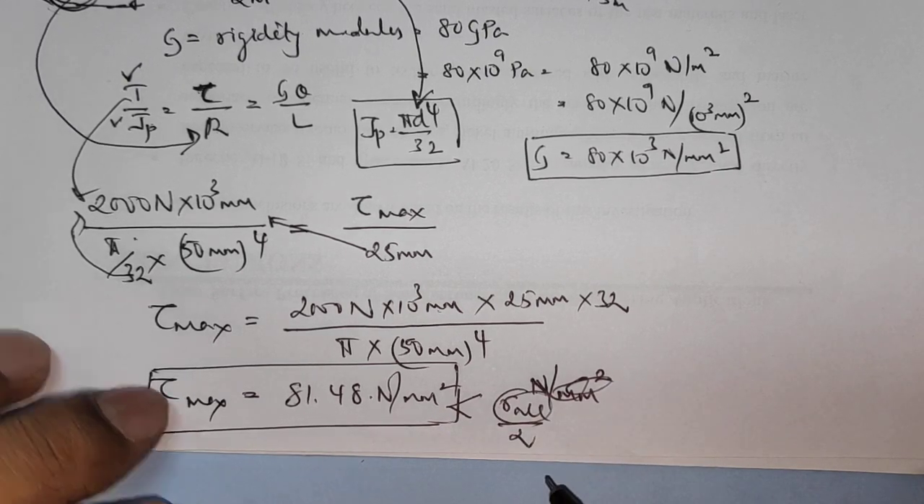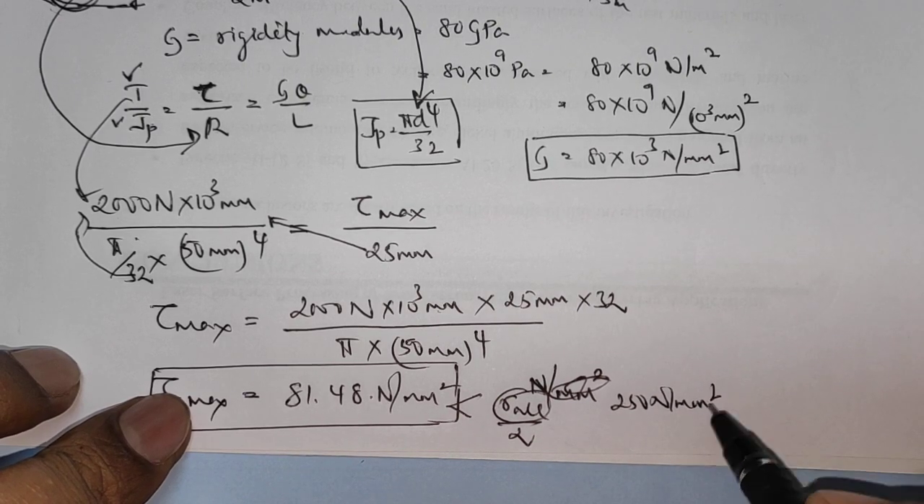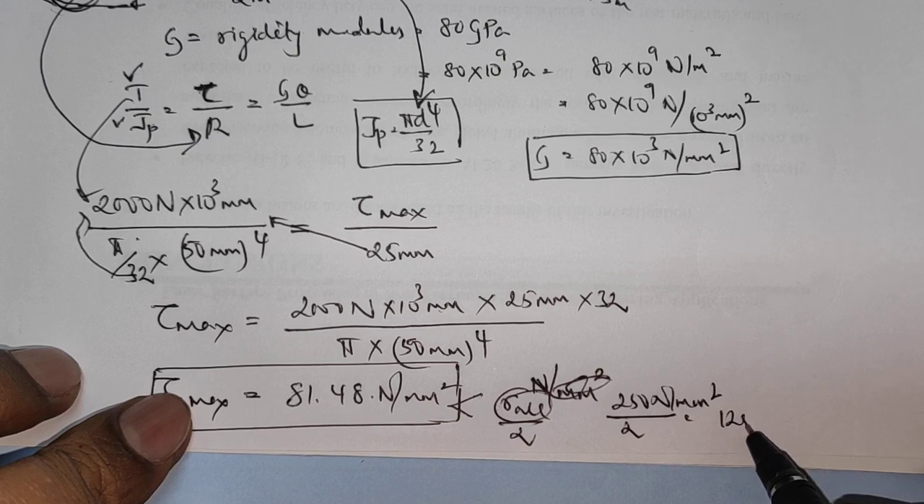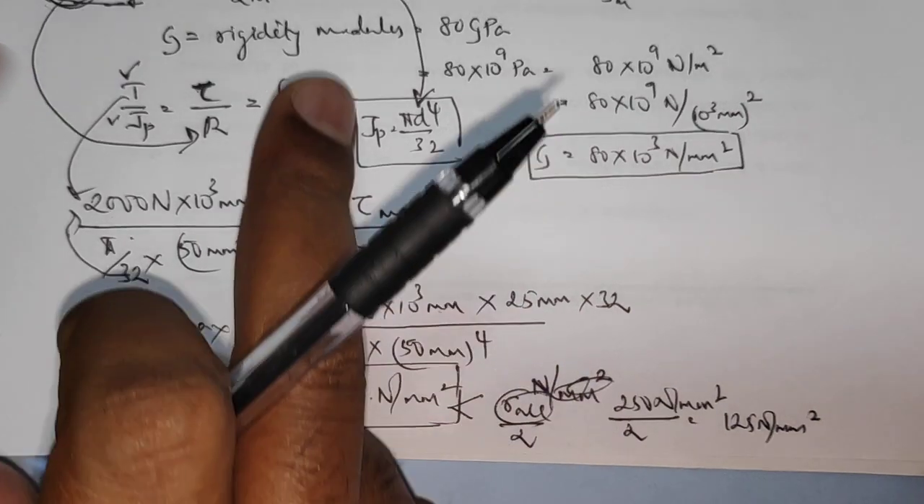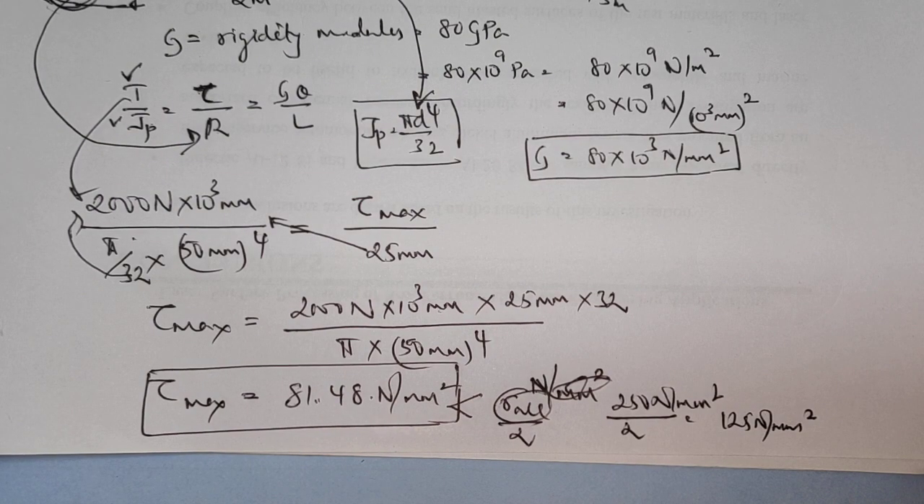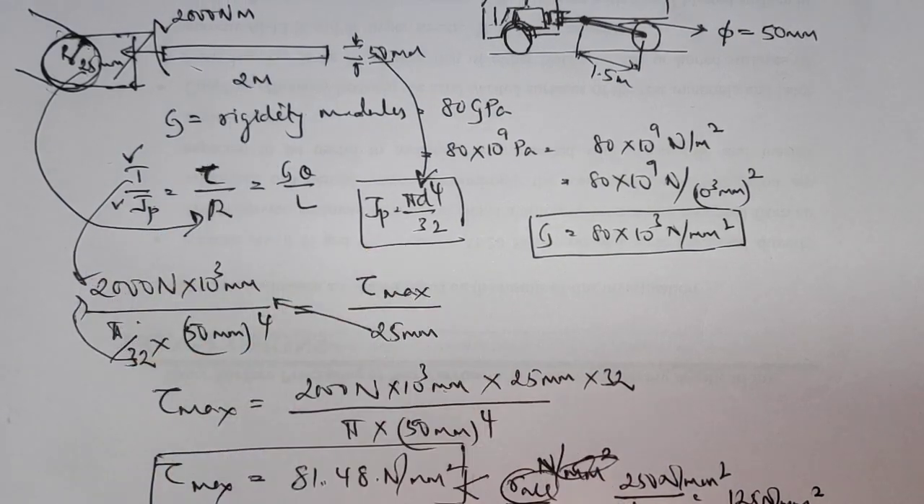And you know that the allowable stress for most of the calculations, we take it as 250 Newton per mm square. So 250 divided by 2 is 125. So for most of the structural steels and the engineering materials, the shear stress should never exceed 125 Newton per mm square in most of the problems. So we have got the answer is 81.48, which means that this shaft, which is taking this huge torsion of 2000 Newton meter, is still safe, carrying a stress of 81.48.